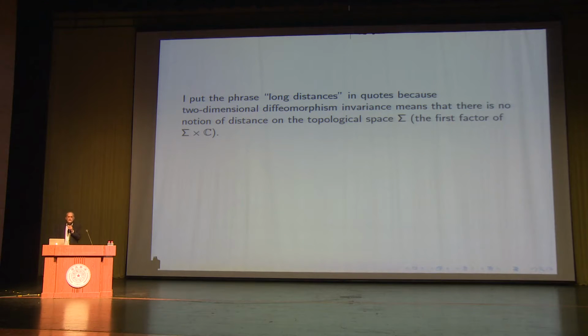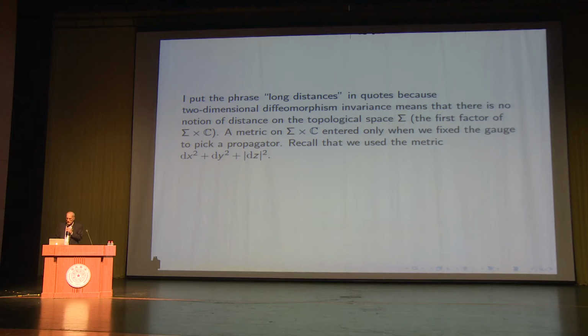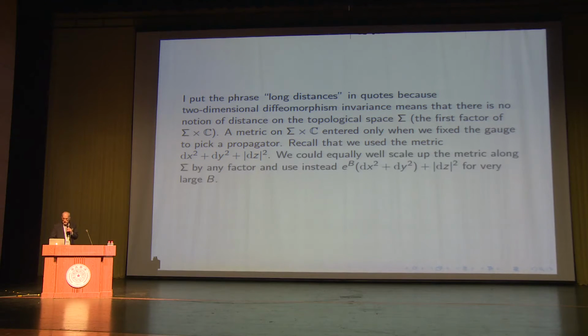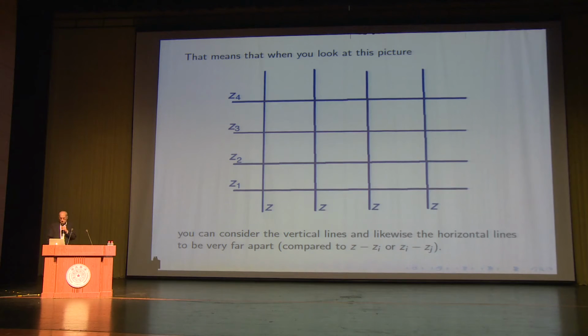I put the phrase long distances in quotes because two-dimensional diffeomorphism invariance means there is no notion of distance on the topological space sigma, the first factor of sigma times c. A metric only entered when we fix the gauge. Remember, we used the metric dx squared plus dy squared plus dz squared. We could just as well take a very large real b and take e to the b times dx squared plus dy squared. That means when you look at this picture, you can consider the vertical lines and also the horizontal lines to be very far apart compared to the differences between the z's.